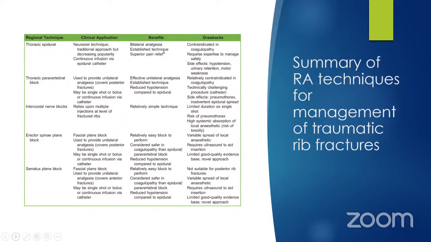Coming to the erector spinae plane block, it is a fascial plane block. It is used to provide unilateral analgesia, mostly covering the posterior fractures. It can be given as a single shot, bolus, or continuous infusion via the catheter. Coming to the advantages, it is a relatively easy block to perform. It can be considered safer in coagulopathy when compared to thoracic epidural and paravertebral block.